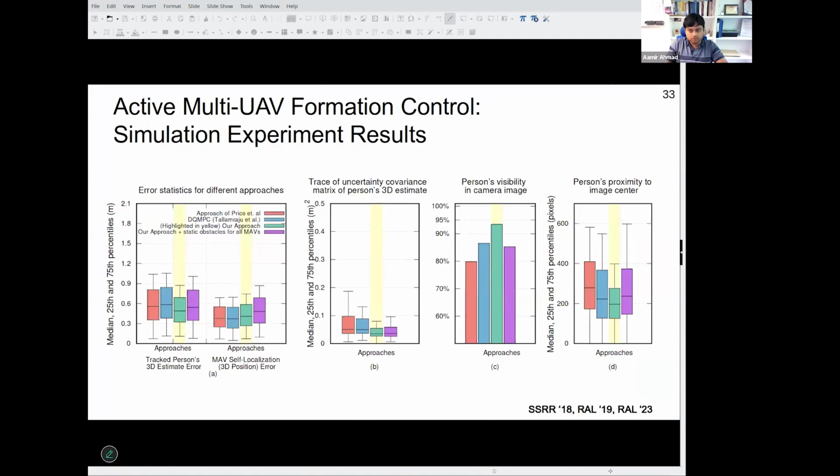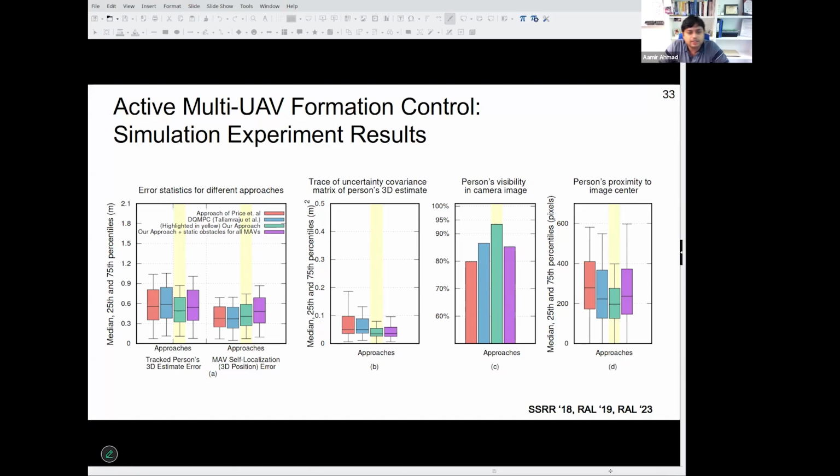Yeah, so what are some statistical results of this kind of experiments? We performed several experiments, I don't exactly remember the number now, but several hundreds of these simulation experiments for several minutes. And these are some results of those, right, cumulatively.